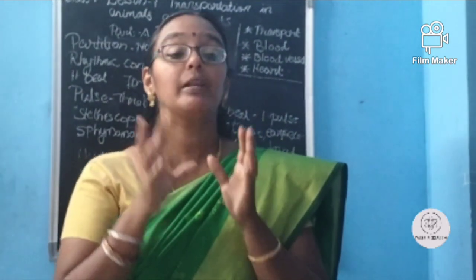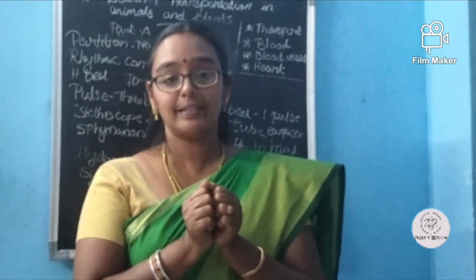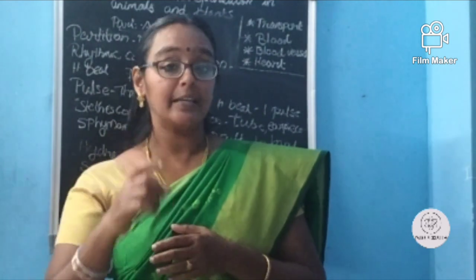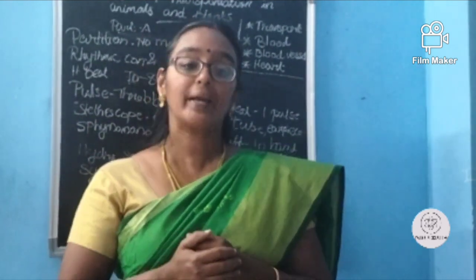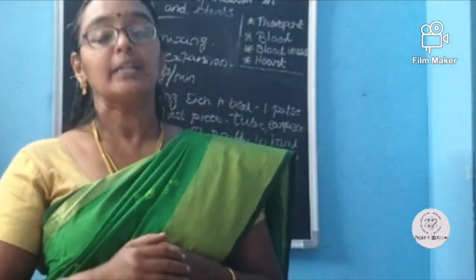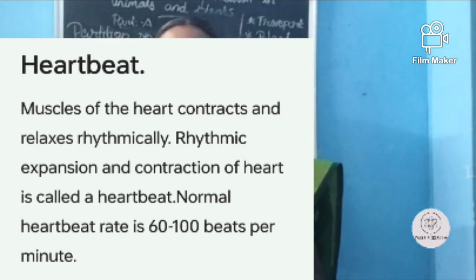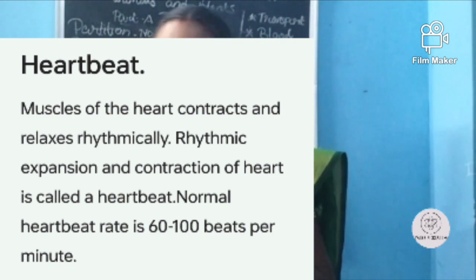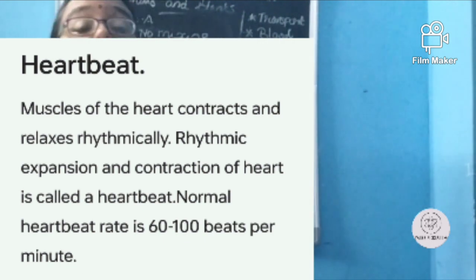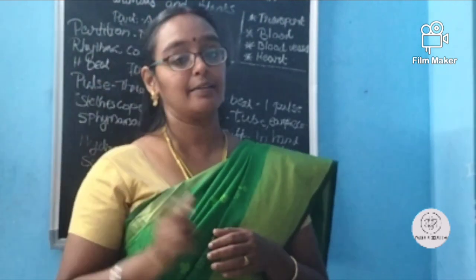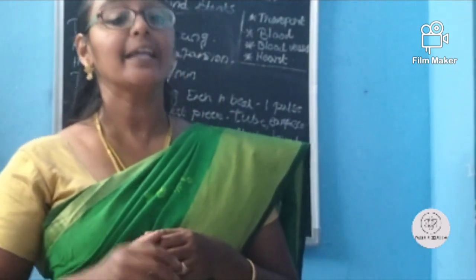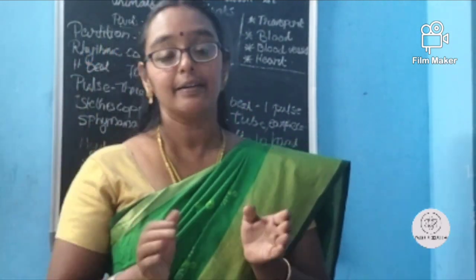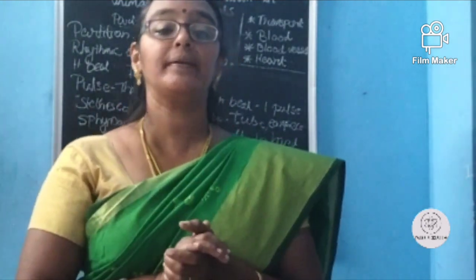The heart will beat rhythmically. That is, it will contract and it will relax in a systematic manner. We are saying it as heartbeat. This rhythmic contraction and relaxation makes the blood flow to different parts as well as to the lungs. This rhythmic contraction and expansion of the heart is said to be heartbeat. In a normal adult human, 70 to 80 beats will be there per minute.